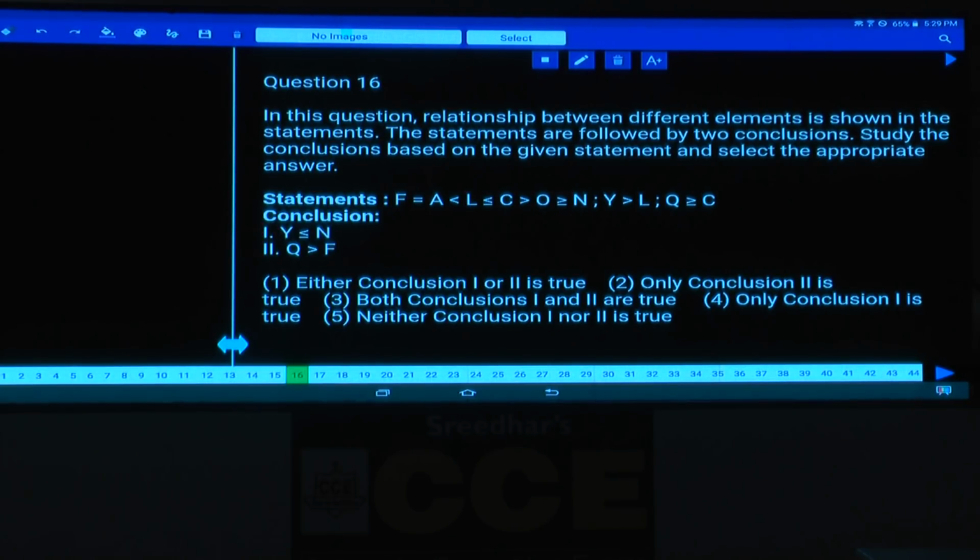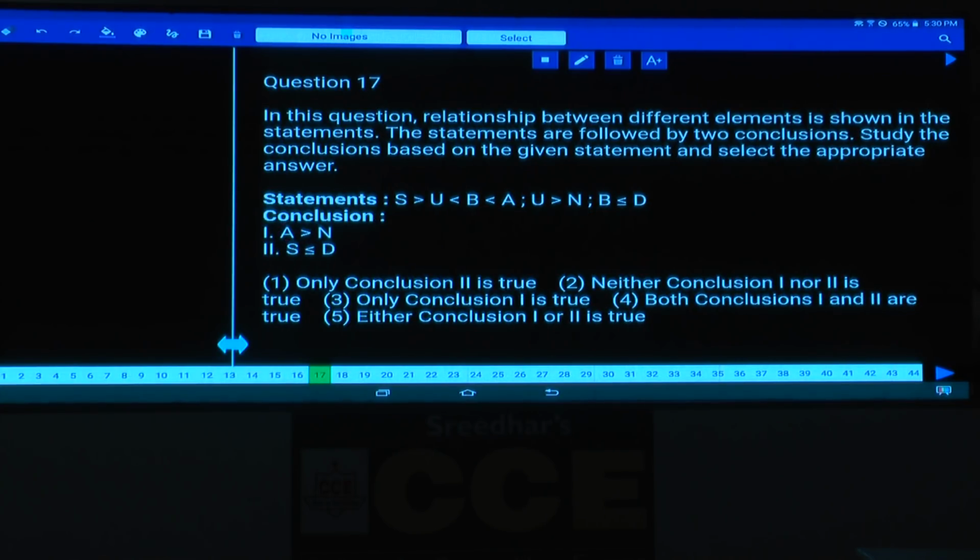Then coming to the second one, q greater than f. What is the letter which is common here? C is common. Now between f and c, what is the relation here? F lesser than c. Between q and c, q greater than or equal to c. Now between f and q, f lesser than q, q greater than f. Only 2 follows, that is choice 2. 16 choice 2.